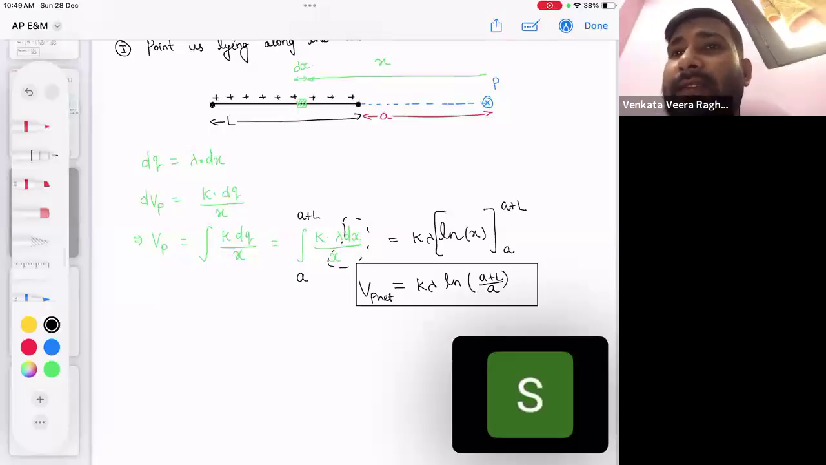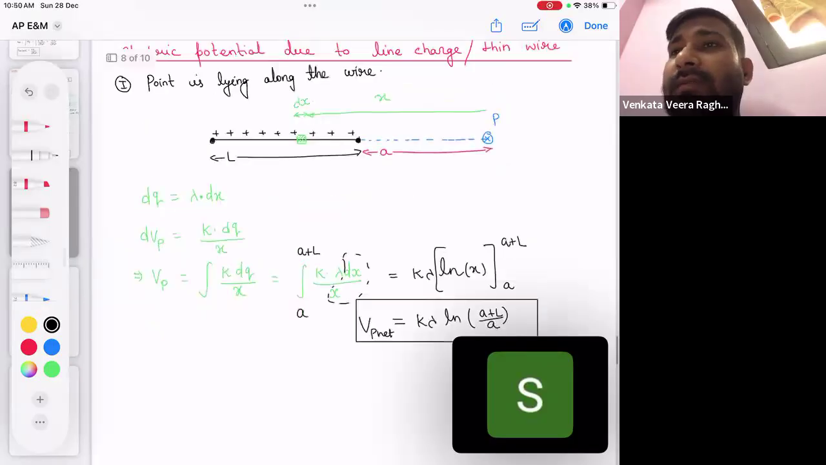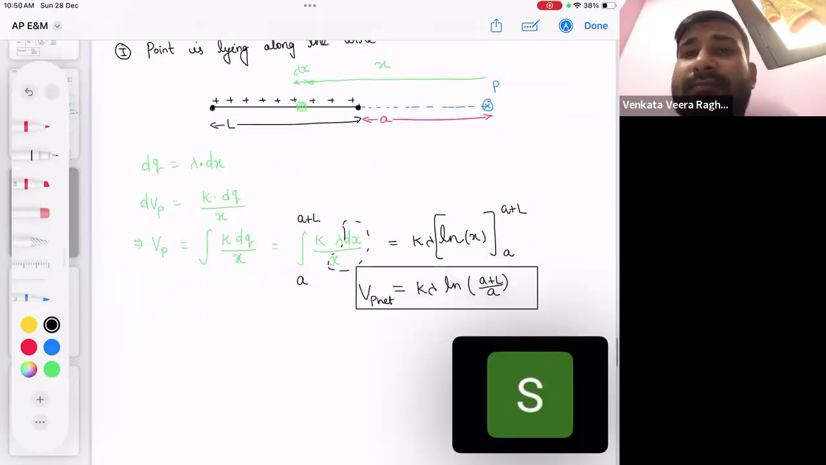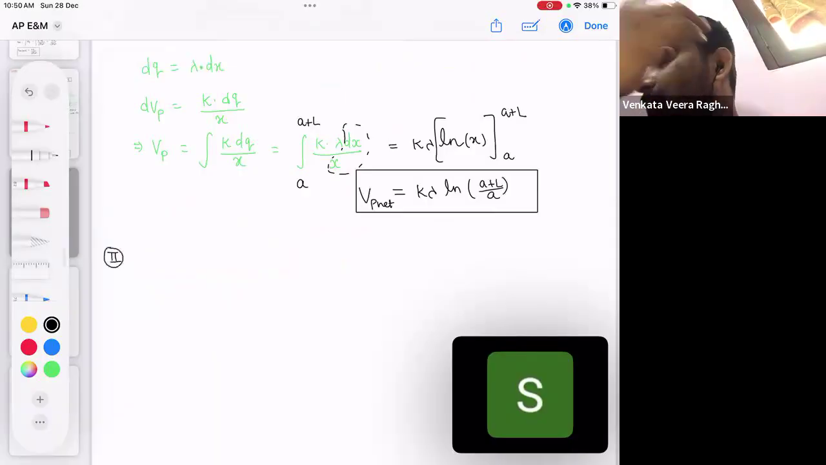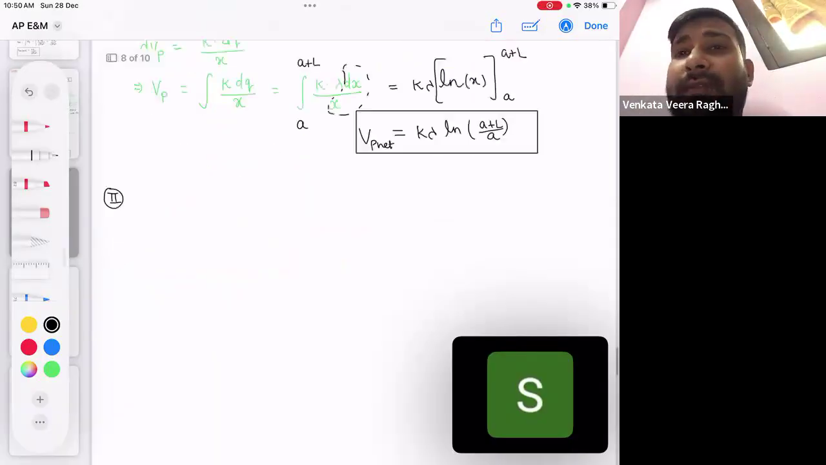Right. Where will be the second case? On the perpendicular bisector. In this question, a little bit difficult integration will come, so I will explain that one to you.